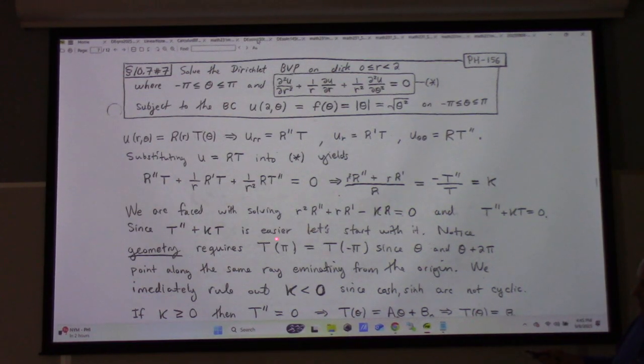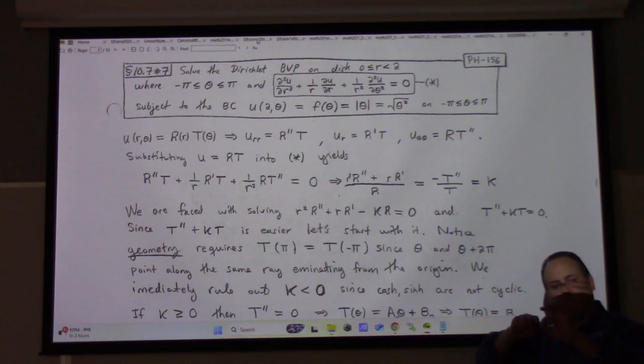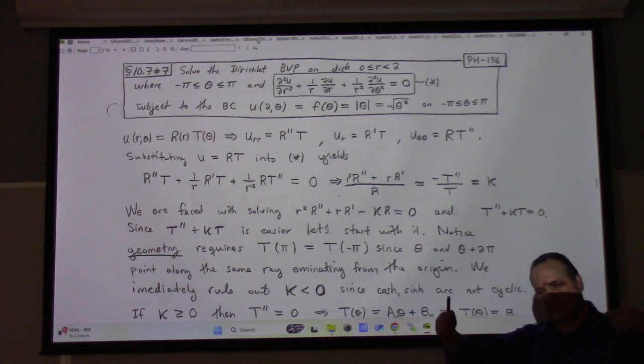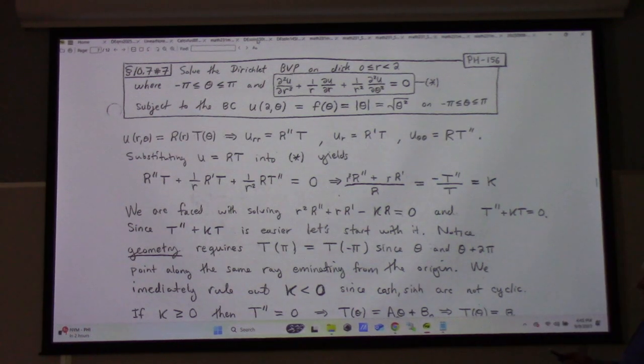But here, there's a little bit more because this is on a disk, right? So there's continuity. You need that pi and minus pi are the same point, right? That's the negative x-axis. That's where that meets up. So if we're trying to solve this relative to minus pi, we do need that in our solutions.